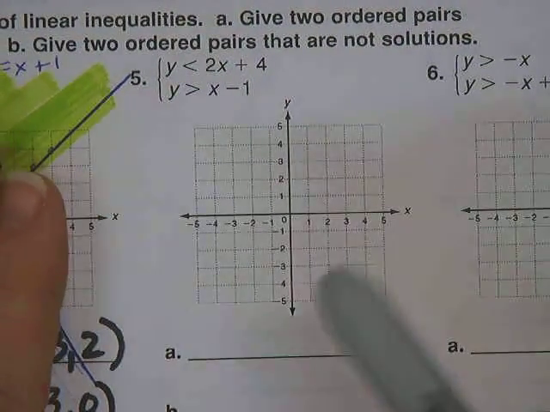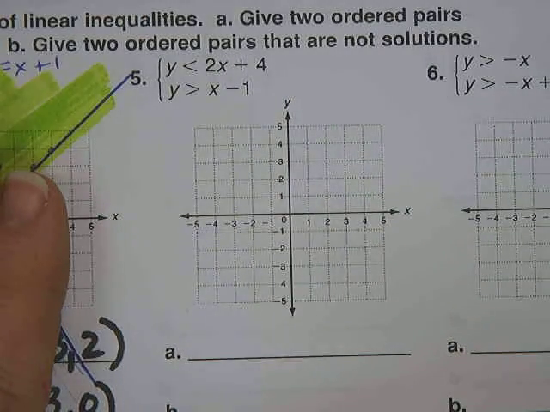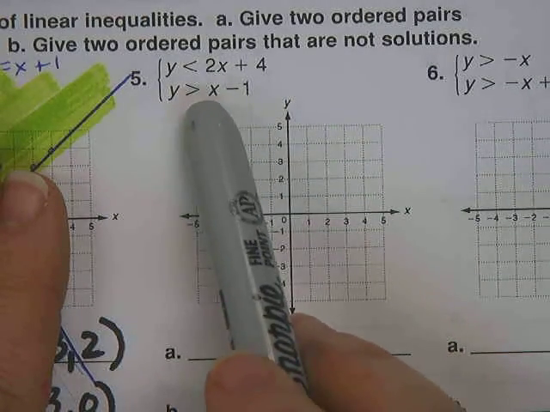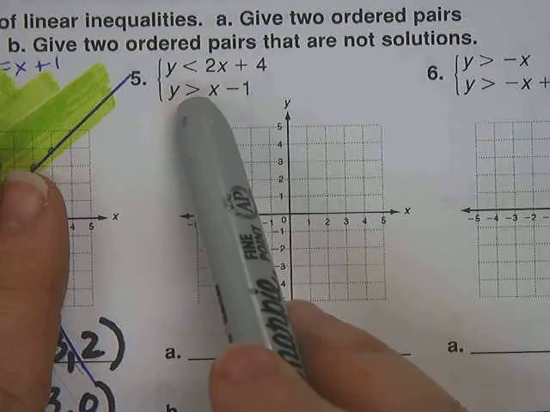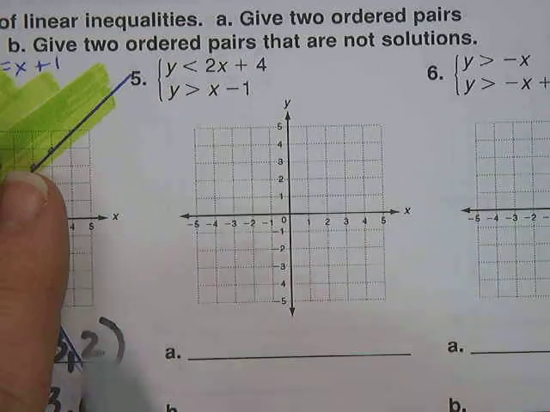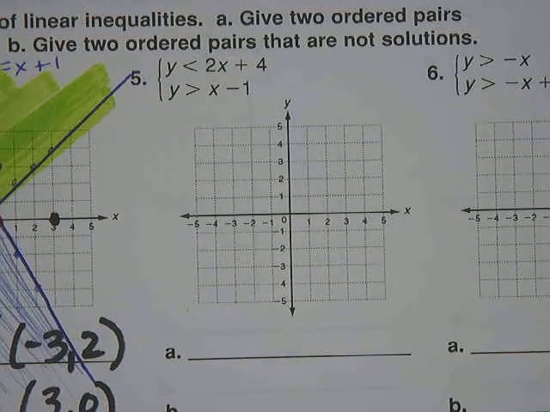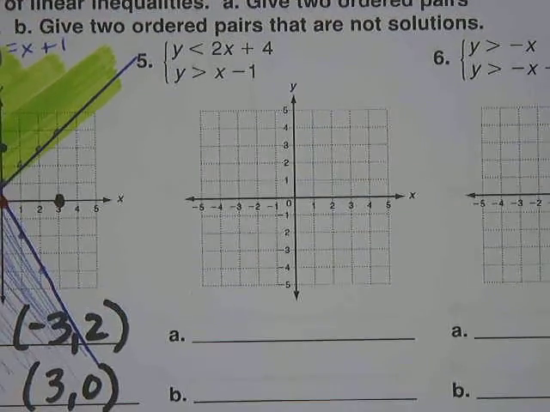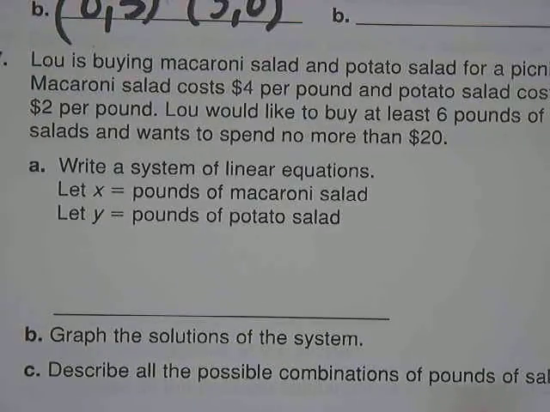Okay? So I'd like you to pause the video and try to graph number 5. Notice that for 5, they're both in slope-intercept form, and you're going to be graphing them with a dotted line because there's not the equal to part. I'd like you to do all of those, A and B.